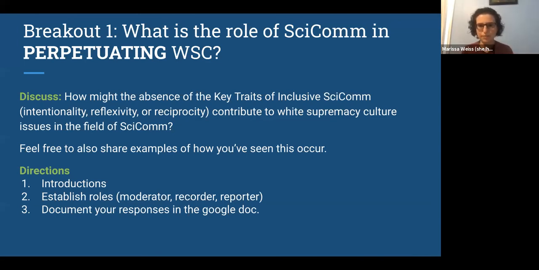When you get into your room, you'll get there by following the Zoom prompt, but paired with that, there'll be a link in the chat to access a Google Doc. Navigate within the Google Doc to the page that corresponds with your breakout room number, and there you'll find which trait you're focusing on. So you'll see a question like, how might the absence of intentionality contribute to white supremacy issues in the field of SciComm? When you get in your room, please introduce yourself to the others in your room. We'll reopen these same rooms for the subsequent breakouts.